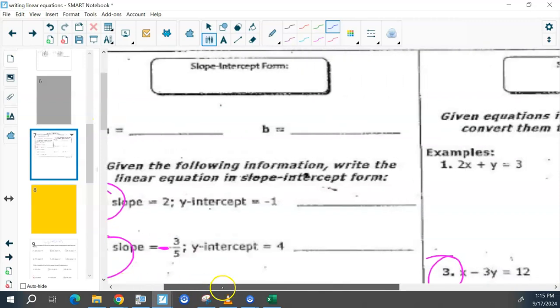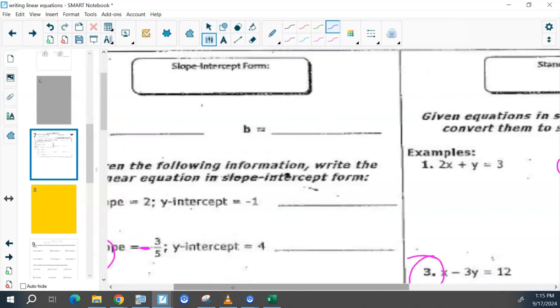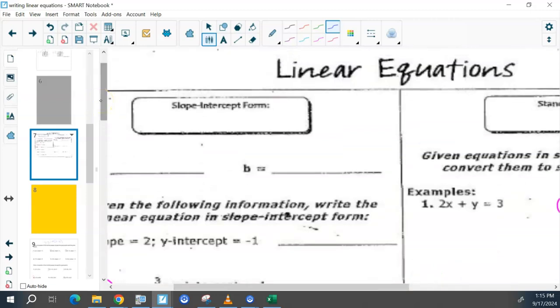So this is like a repeat of what we did last class. We're just doing it as a great refresher. You'll need it for one of your lessons. So slope-intercept form we just talked about is our y equals mx plus b, where m is the slope and b is the y-intercept.